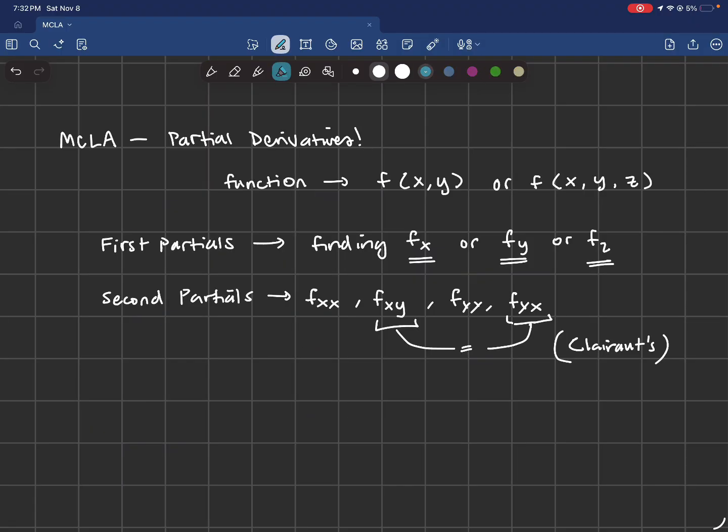So overall, I hope this was helpful in understanding partial derivatives a little bit better and being a little more prepared for your next test.